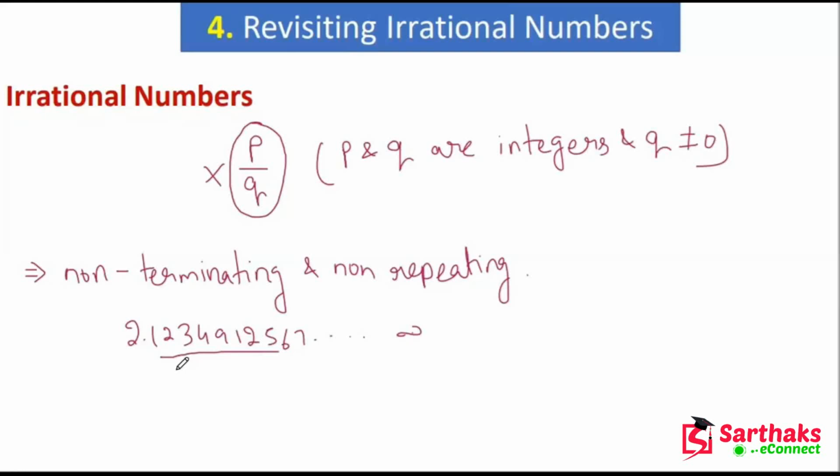I hope you get this point. What is an irrational number? Irrational numbers are those numbers which cannot be expressed in the form of P upon Q and which are non-terminating and non-repeating. I hope you get this point. Other examples are under root 2, under root 11, etc. Okay, so now let's move on.